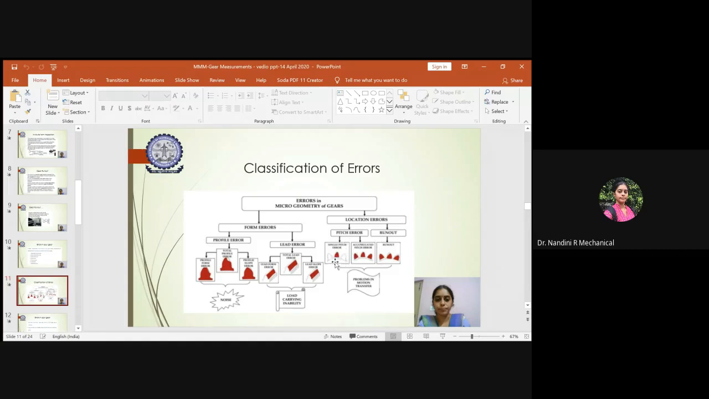Suppose you get the errors, it could be either due to the single pitch error or accumulated pitch error. And runout is mainly the thing which comes across when there is a motion transfer. Similarly, we came across the form errors. So it could be either the profile or the lead error.